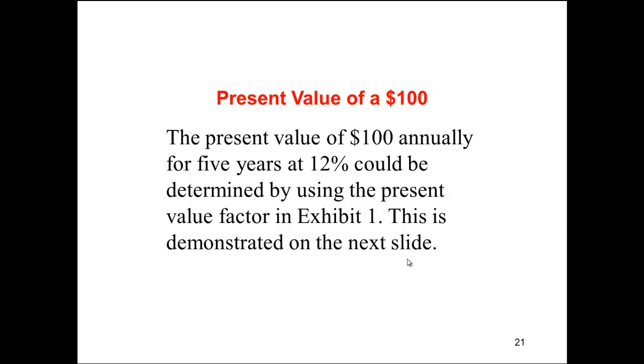So let's see here. Now we have to make sure we're using the proper present value tables because it makes a big difference if you're looking at the present value of a dollar or the present value of an annuity. Okay? So let's take a look here. It says the present value of $100 annually for 5 years at 12% could be determined by using the present value factor in this next slide. Let's take a look.